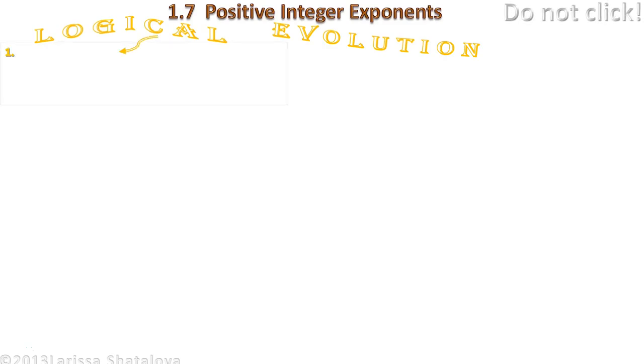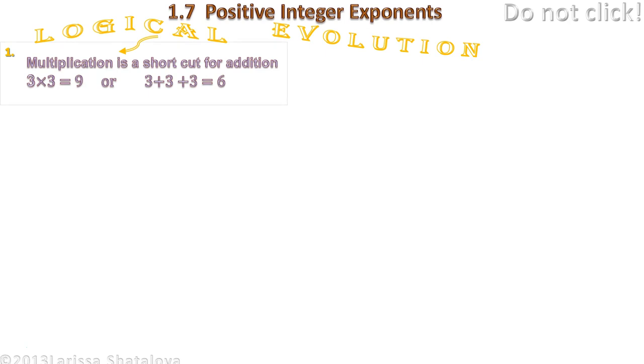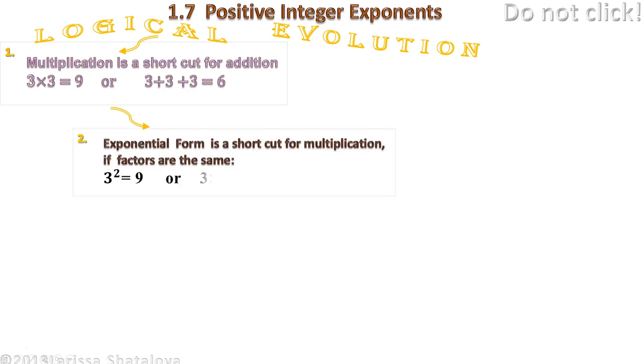Logical evolution for positive integer exponents. Now you know that multiplication is a shortcut for addition, and all actions in math are connected. This is why exponential form is a shortcut for multiplication if factors are the same. 3 squared equals 9, or 3 times 3 is 9.